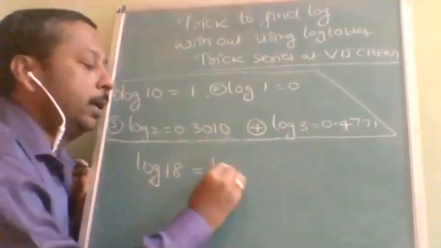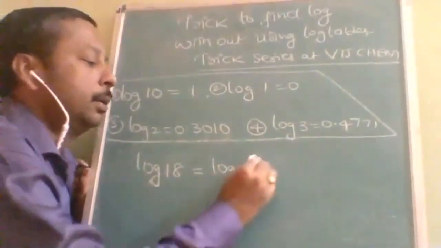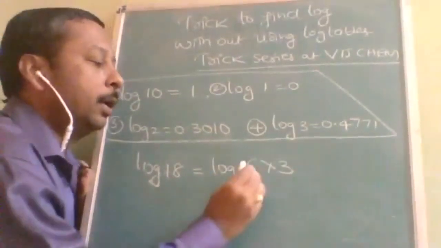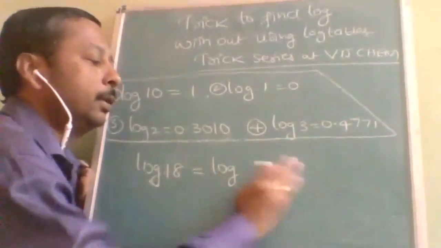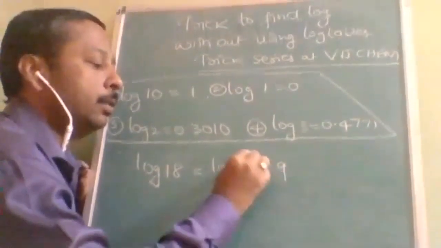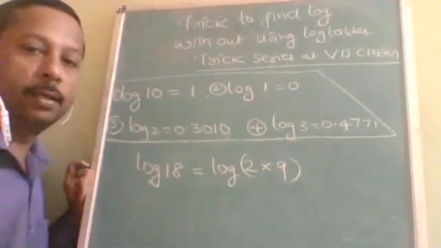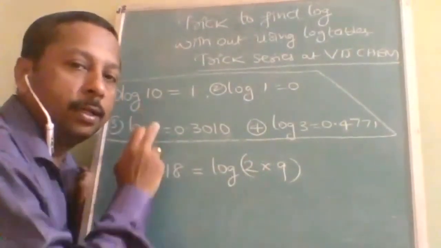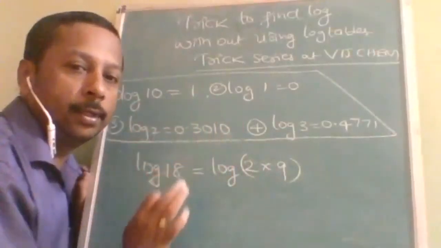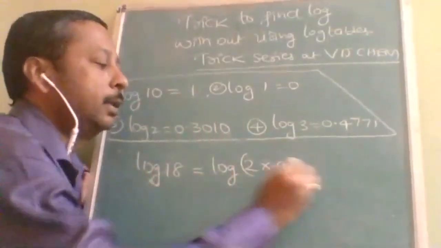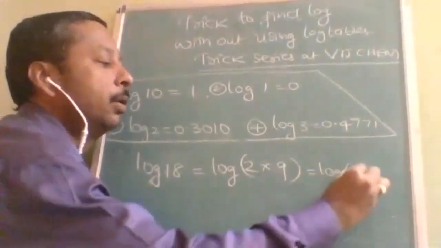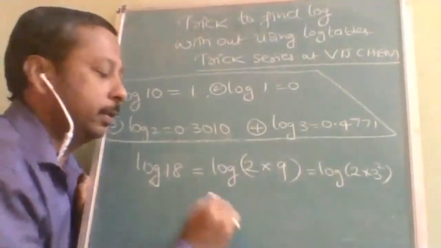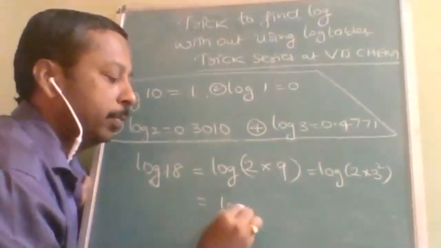So then what I will write, log 18 can be written as log 6 into 3. This can be further split as 2 into 9. Somehow you have to manage them to bring them into 10, 2, 3. That's all. Why I have selected this is because I will write it as log 2 into 3 square.